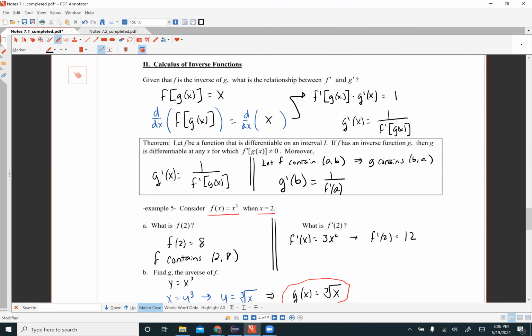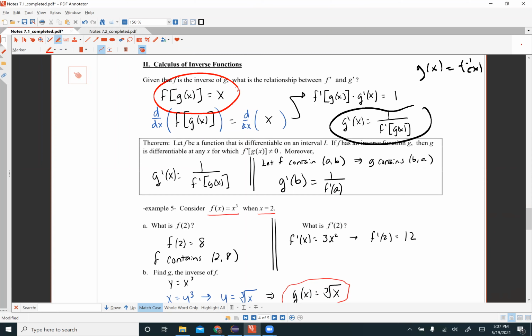In this case, we say g of x is equal to the inverse of f of x, and the formula is g prime of x is equal to 1 over f prime of g of x. It all comes from the definition of an inverse. Since g is the inverse of f, we know that f of g of x is equal to x.